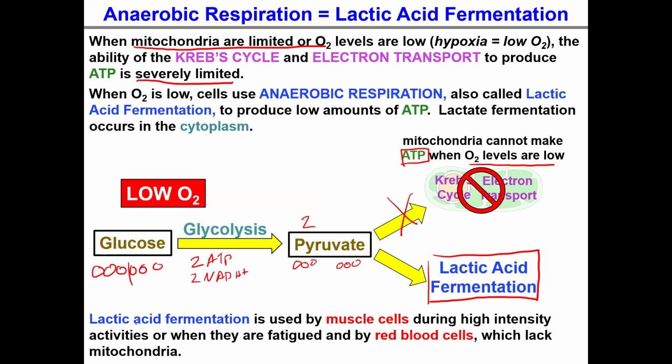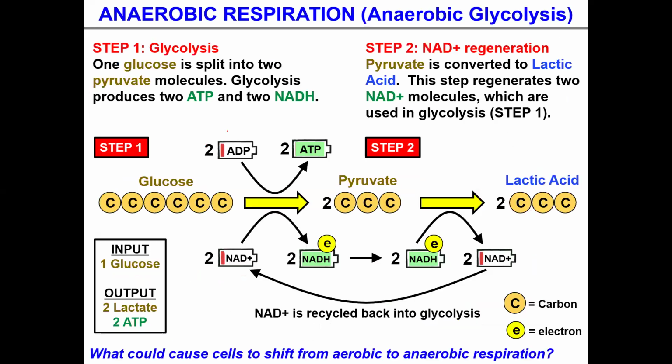Okay? So lactic acid fermentation is used by the muscle cells during high intensity activities or when they are fatigued, and by the red blood cells, which lack mitochondria. So this is what that's going to look like.